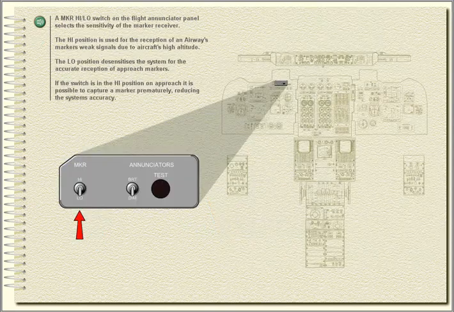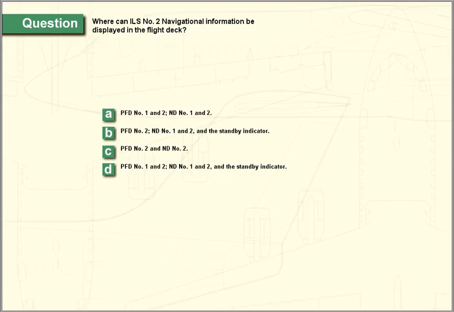A marker high-low switch on the flight annunciator panel selects the sensitivity of the marker receiver. The high position is used for the reception of an airways marker's weak signals due to the aircraft's high altitude. The low position desensitizes the system for the accurate reception of approach markers. If the switch is in the high position on approach, it is possible to capture a marker prematurely, reducing the system's accuracy.